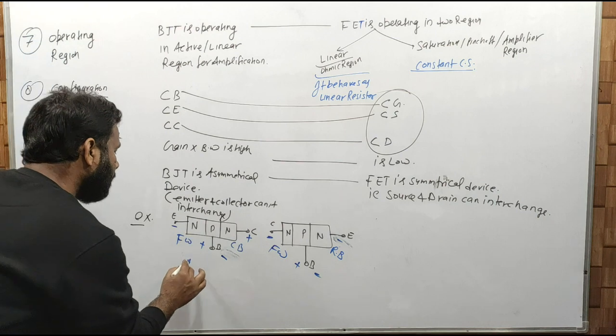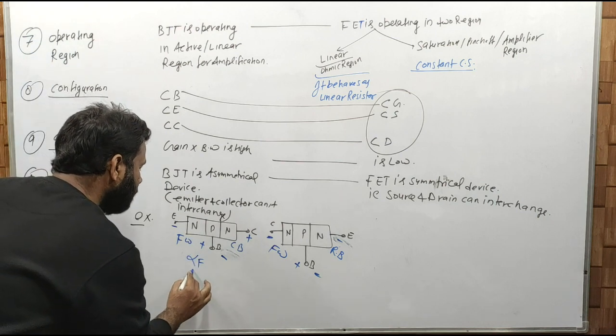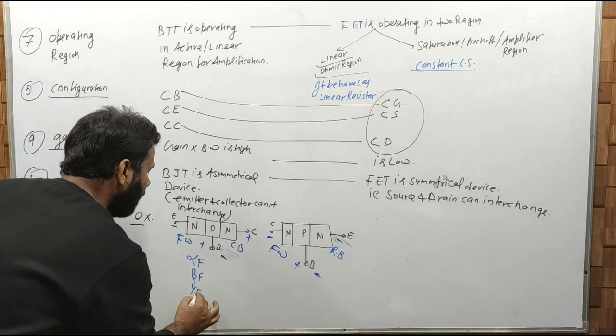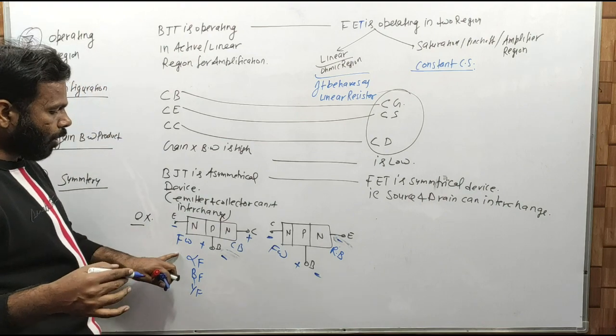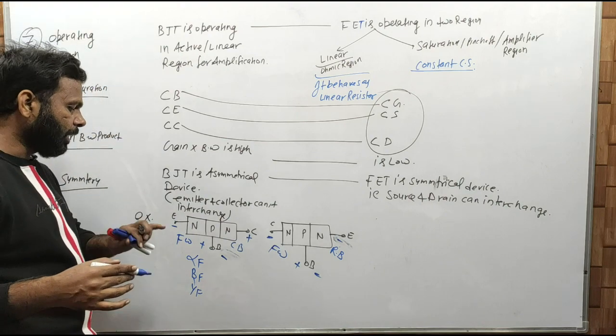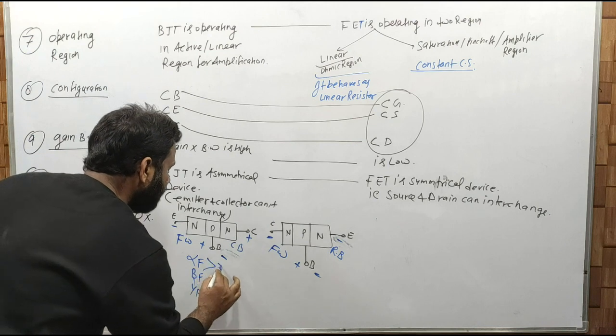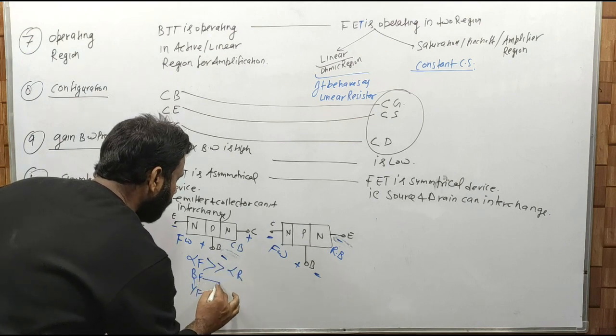Now in forward bias, the alpha F, beta F and gamma F are the different current gains in common base, common emitter and common collector gain. Then these gains are very, very high in the reverse active mode.